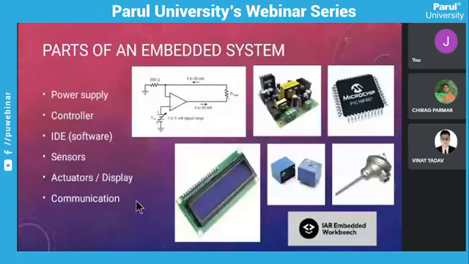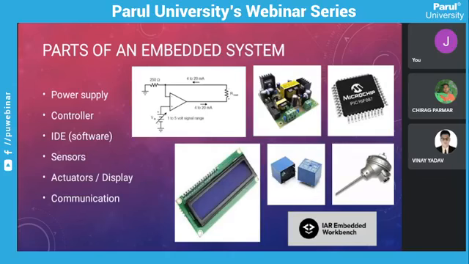So now there are different parts of an embedded system. The first one is the power supply, which each and every system has. It's very basic. Then there is a controller, the brain of the embedded system. Then there is the IDE, or integrated development environment. It's the software through which the controller, the brain of the embedded system, is coded.